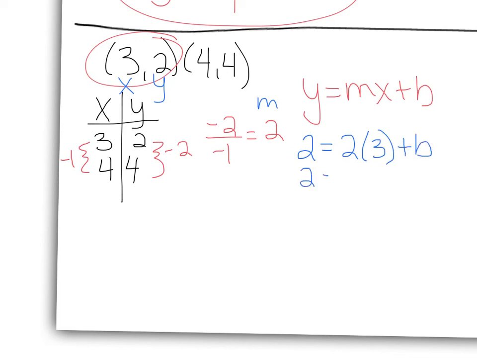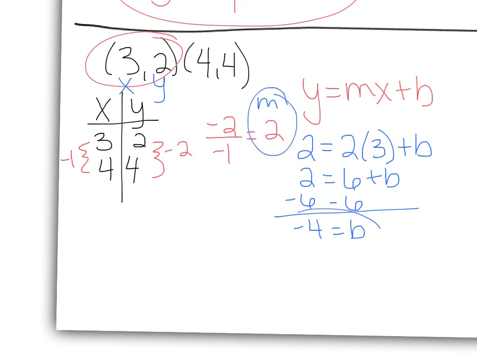So I have 2 equals, 2 times 3 gives me 6. So 2 equals 6 plus b. If we subtract 6 from both sides, I get b equals negative 4. So I have my slope, I have my y-intercept. I can write the equation of my line.